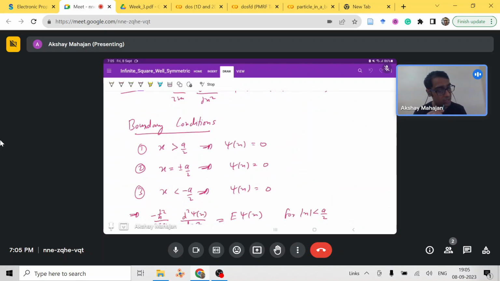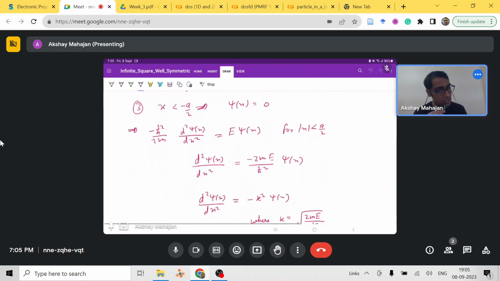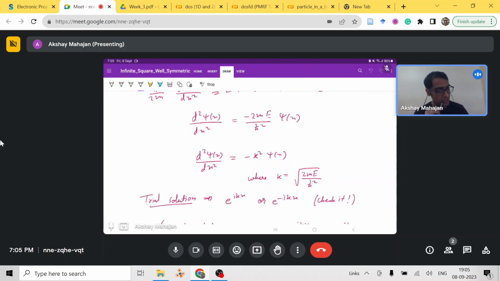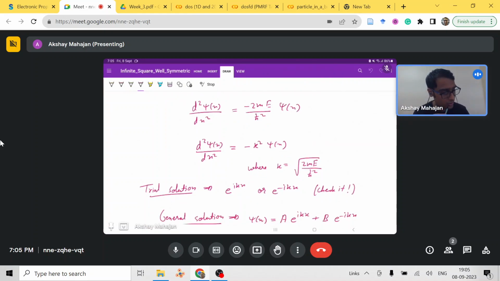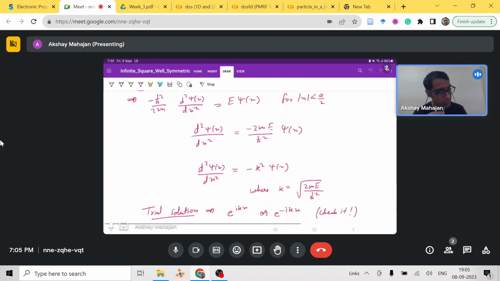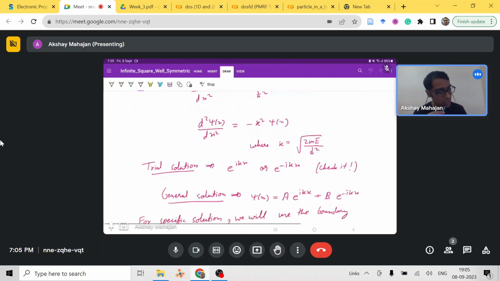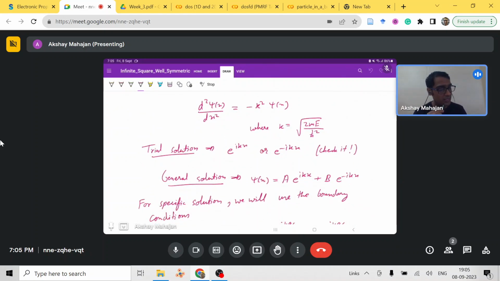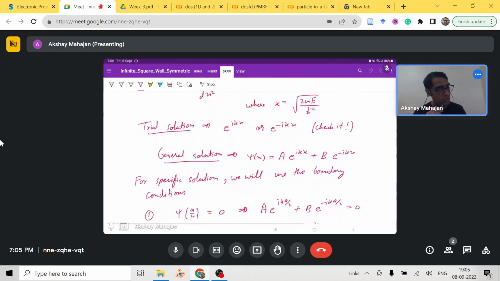If we use the time independent Schrodinger equation and our boundary conditions, we get a similar solution. This has been discussed in the previous session as well, so I am going through it really quickly. We get minus 2mE by h square, and we get minus k square, where k equals this. Then we can take our trial solution, e to the power iota kx or e to the power minus iota kx, and our general solution will be this.